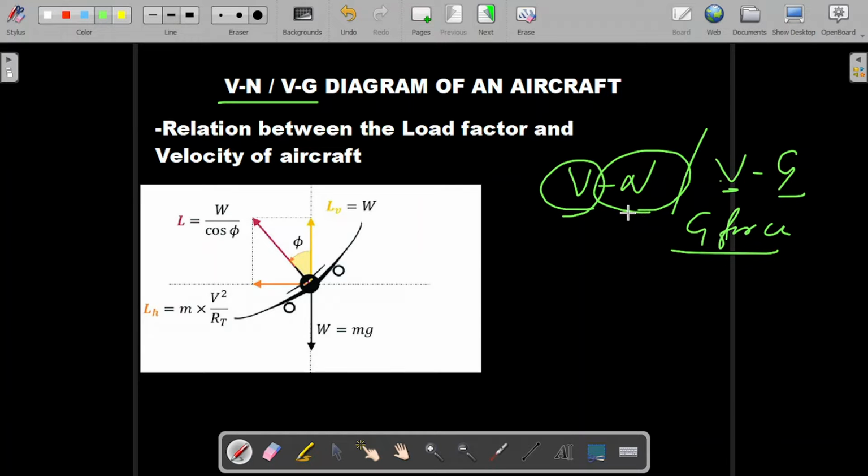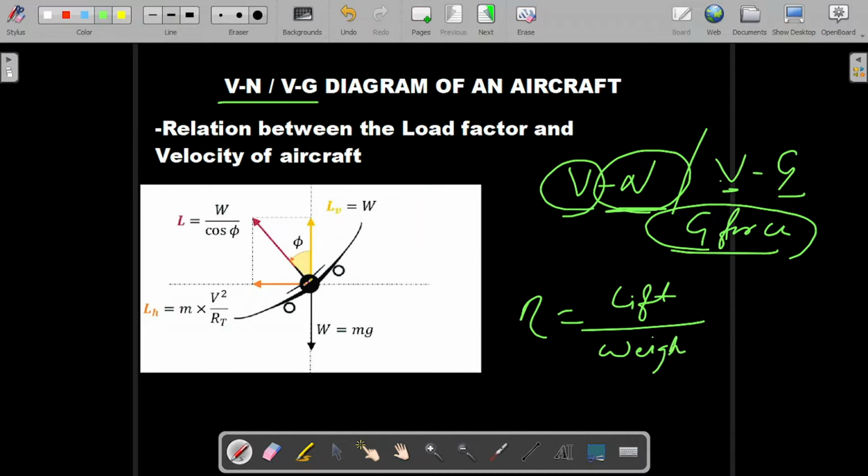First, let's discuss what this load factor or G force is. Load factor N is the ratio of the lift produced by the wings of an aircraft divided by the weight of the aircraft.